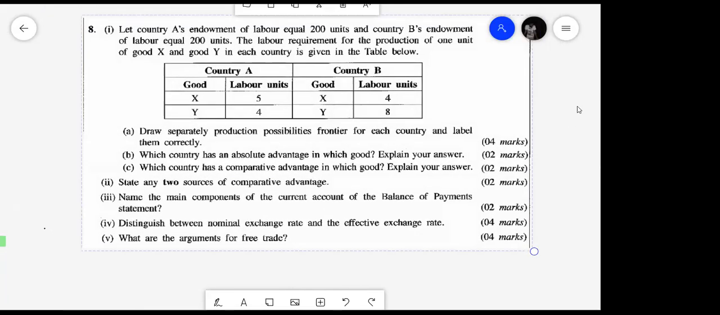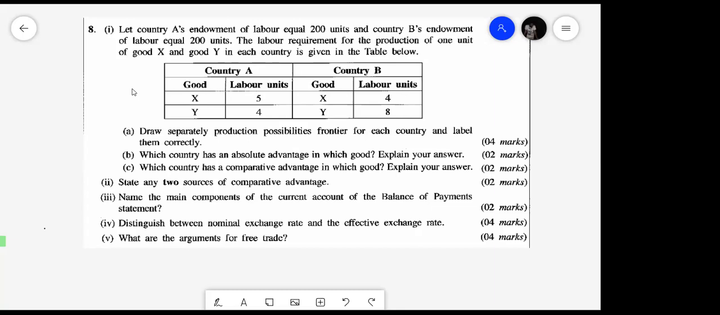The first one, right? In the first one, they have given us labor data, right? They have given us input data. So they said, let country A's endowment of labor equal 200 units and country B's endowment of labor equal 200 units. That means both countries A and B have 200 units of labor. And then they are telling you the labor requirement for the production of one good. So in country A, to produce one good of X, you need 5 labor units. In country B, for one good of X, they need 4 labor units.